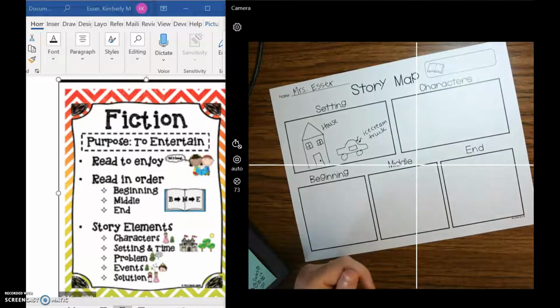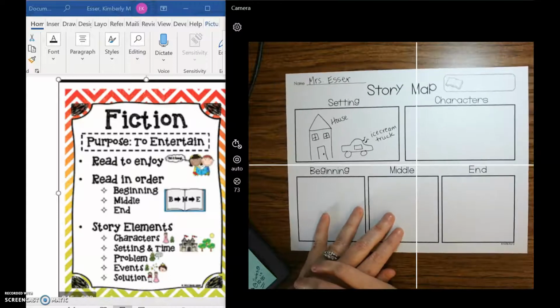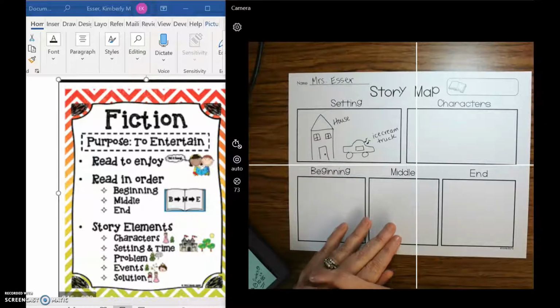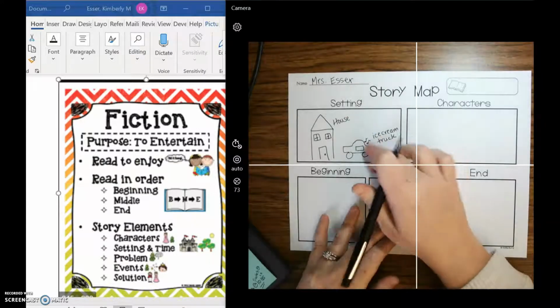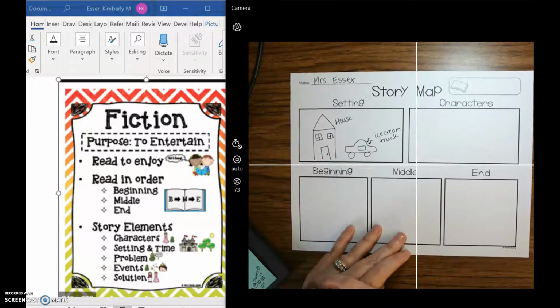Where's your story going to take place? Remember, your story is going to be about a little boy who eats ice cream and nothing else, okay? He eats ice cream for every single meal. So pause your video and draw or write down words for your setting.